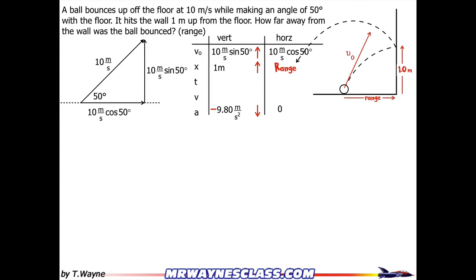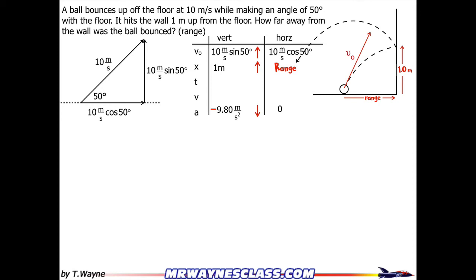And to do that, I need another given in the horizontal column. And that given I'm looking for is time. The beauty about time is it's a scalar, so if I find it using horizontal givens, I can copy the value in the vertical column. If I find it with vertical givens, I can copy the value over in the horizontal column.